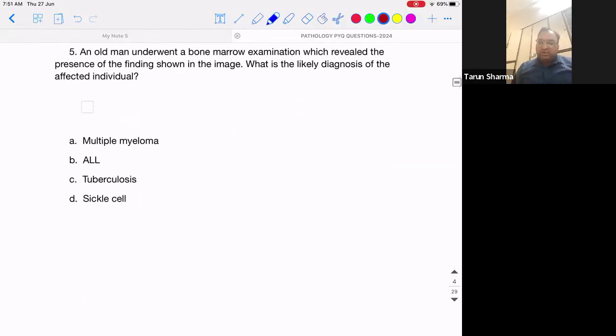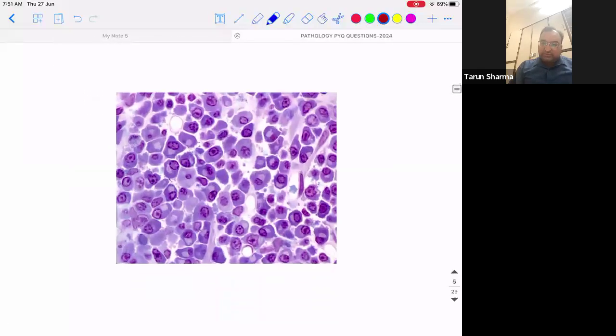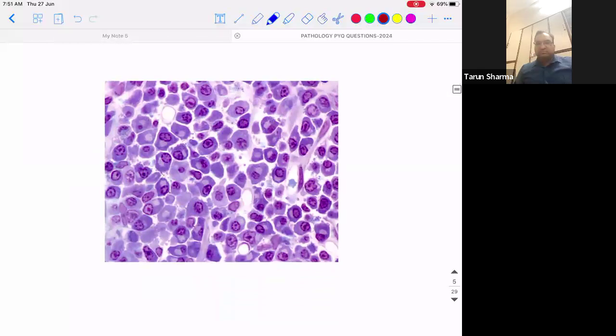An old man underwent a bone marrow examination which revealed the presence of the finding shown in the image. What is the most likely diagnosis? Okay, so this is the picture given to you. I think this is a straightforward question. There is no problem about the thing.